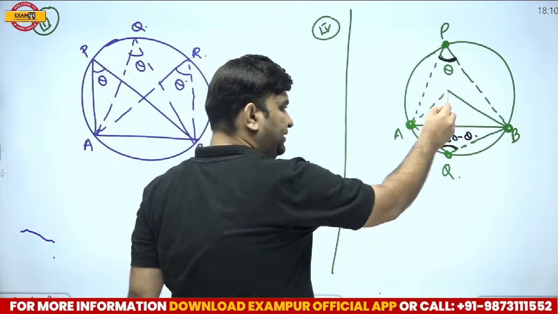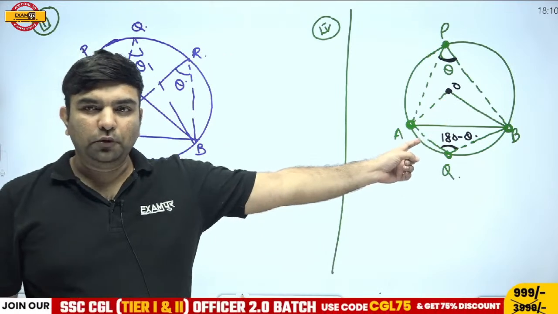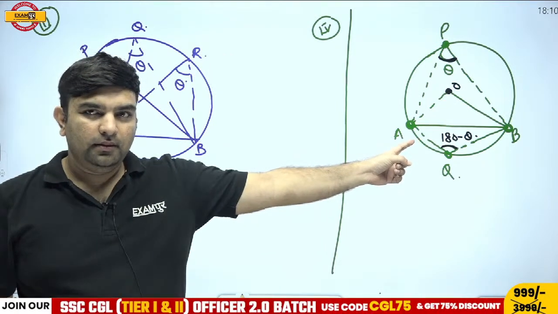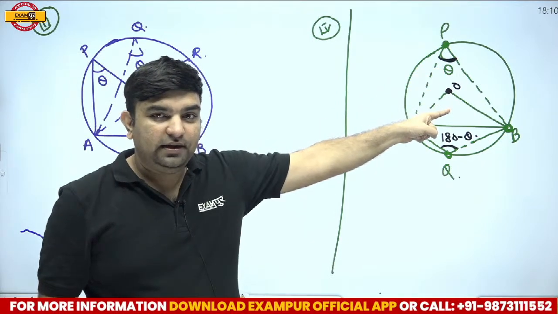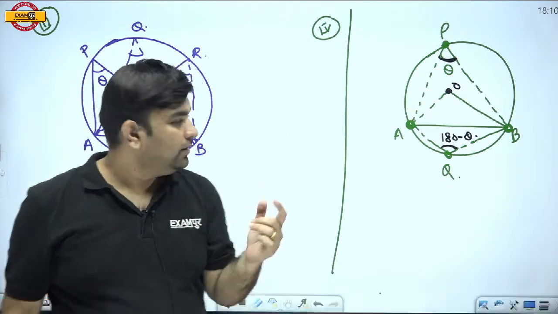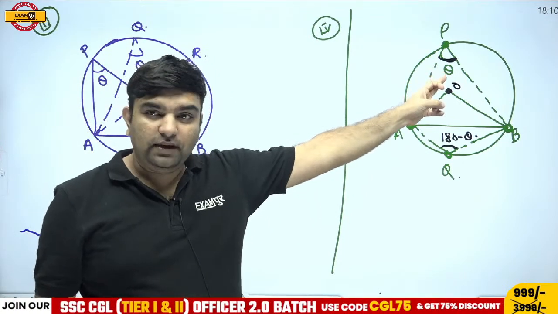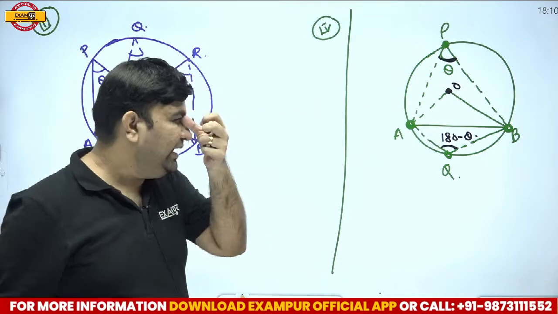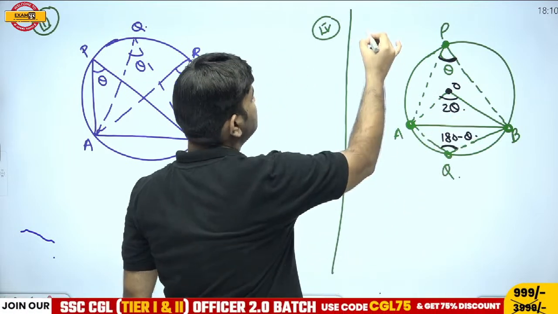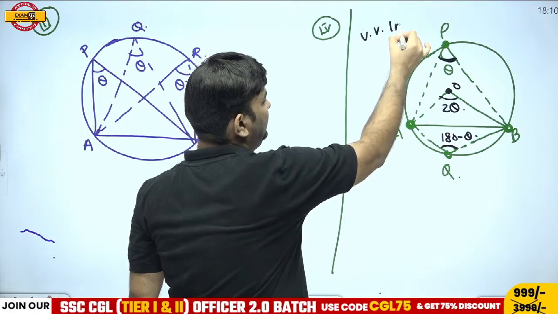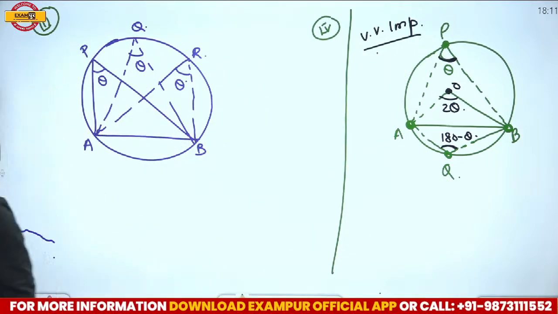And what would be the angle at the center? If at the circumference it is theta, then at the center it is double. I told you this property on the second number. If at circumference it is theta, then at center it is 2 theta. Very, very important property.